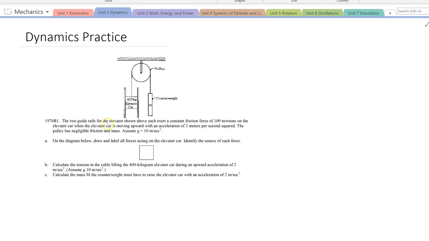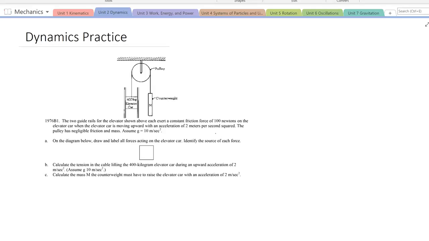Two guide rails for the elevator shown above each exert a constant friction force of 100 newtons on the elevator car when the elevator car is moving upwards with an acceleration of 2 meters per second squared. The pulley has negligible friction and mass. Assume g is equal to 10 meters per second squared.